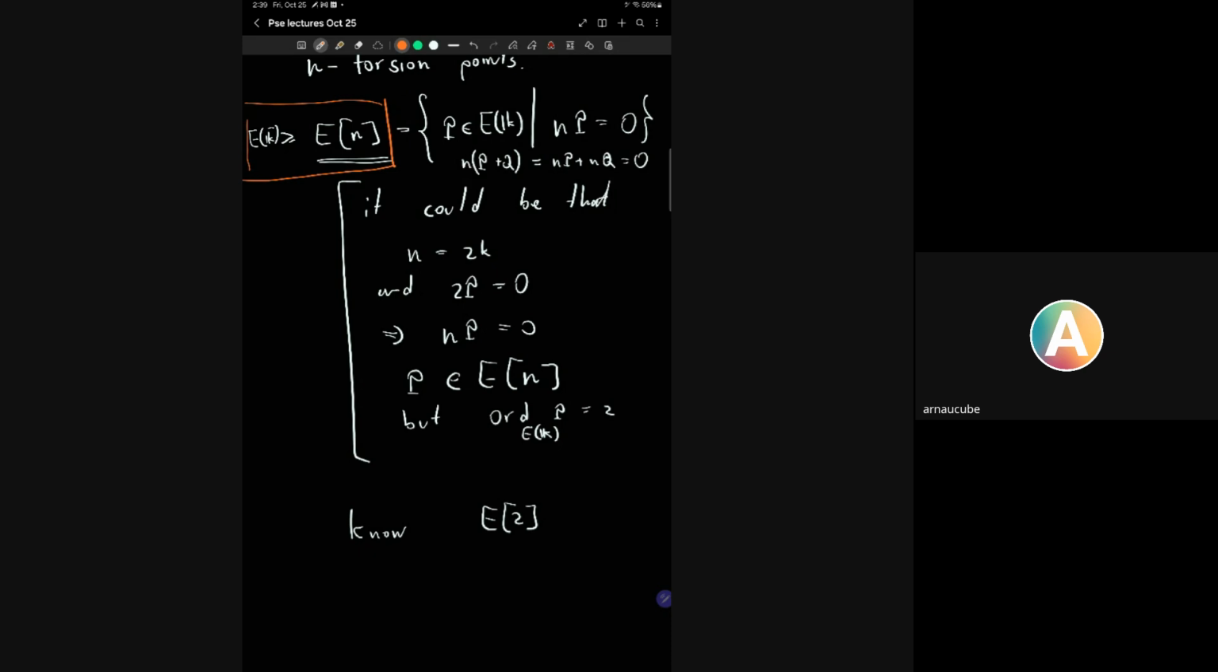And since it is a subgroup, it is a group in its own right. We know the number of 2 torsion points to be 4, right? This is the point at infinity plus 3 others, let's say P1, P2, P3.